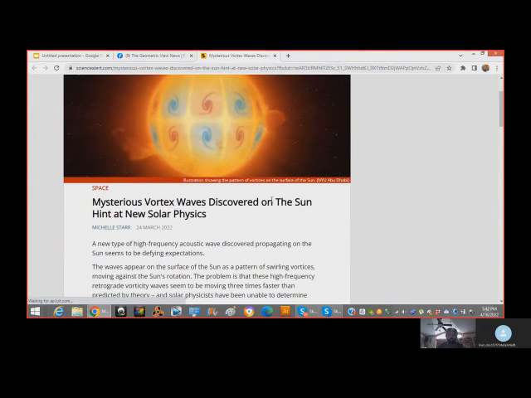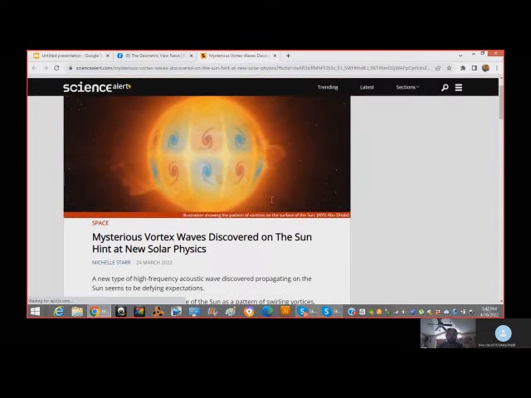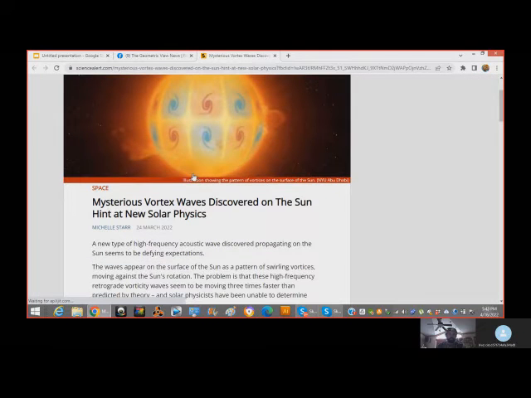Mysterious vortex waves discovered on the Sun hint at new solar physics. Reminds me of how alternating current was discovered by Nikola Tesla by looking at the sun and seeing the magenta and the cyan moving in counter-rotating directions. You can see it on the sun if you just look at it. At night, you can see the circles that dance around the outside. So let's see what this article has to say about it.